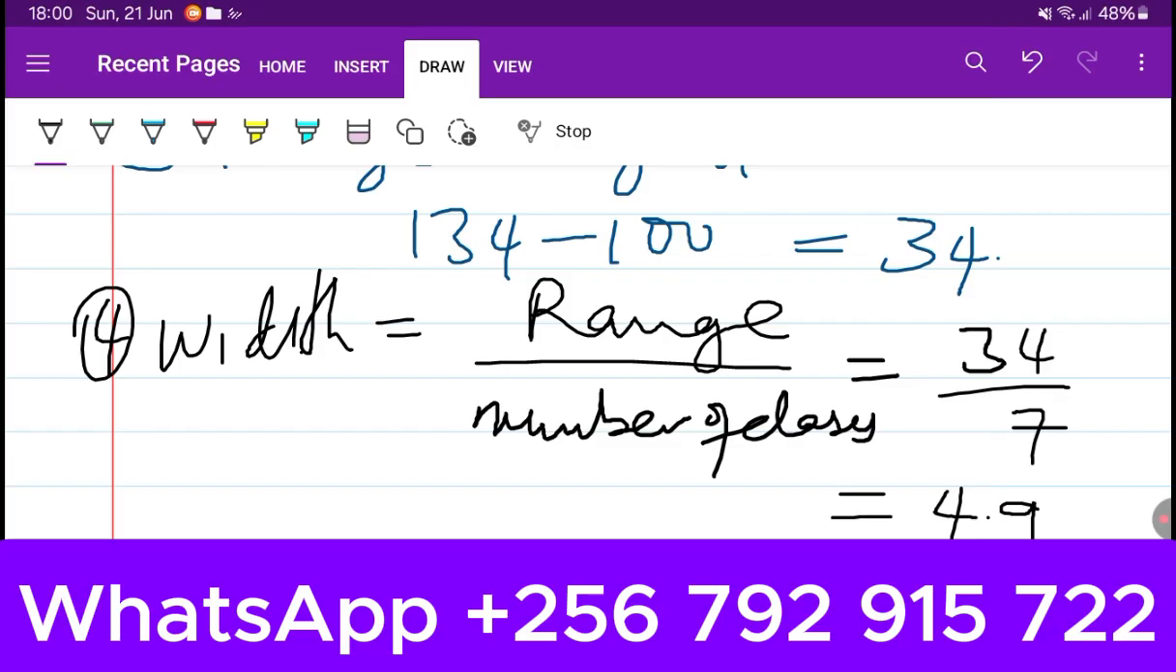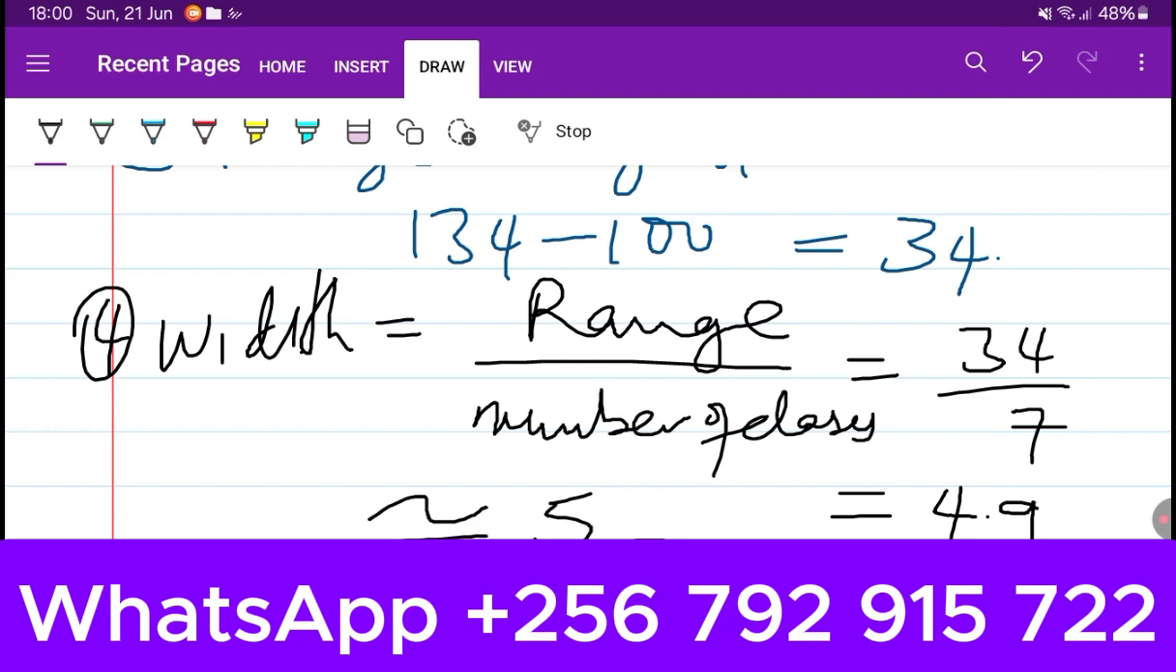We said we round upwards. So this one will be equivalent to 5. So we are taking our class width to be 5. Don't take 6, it is 5. What will be the implication if I take 6? The classes will be more.